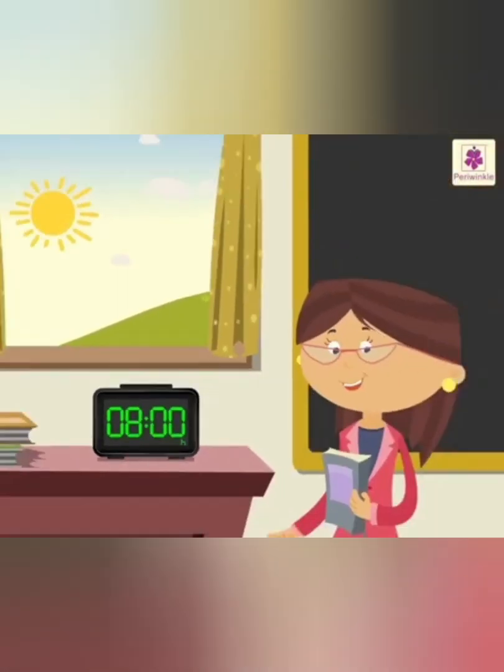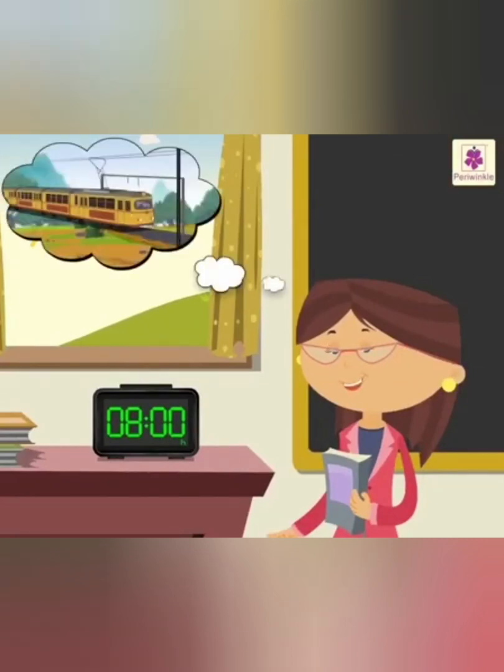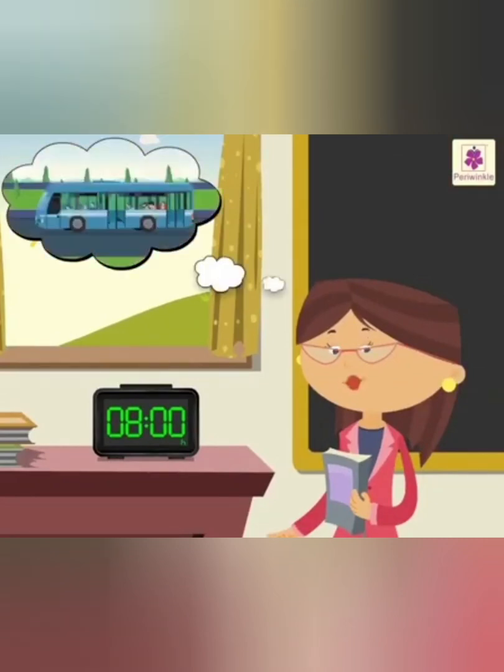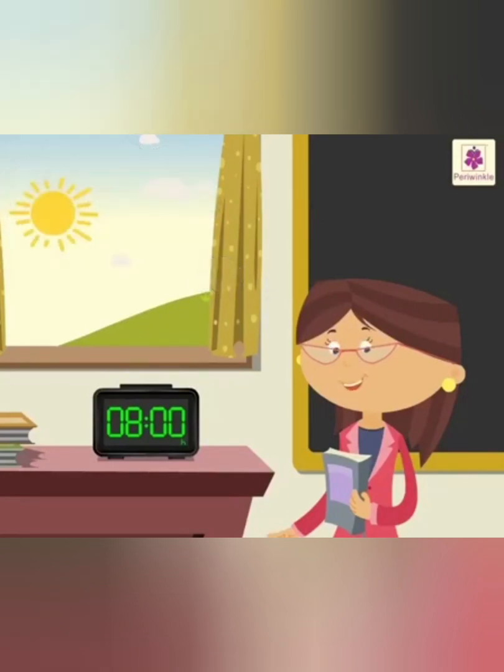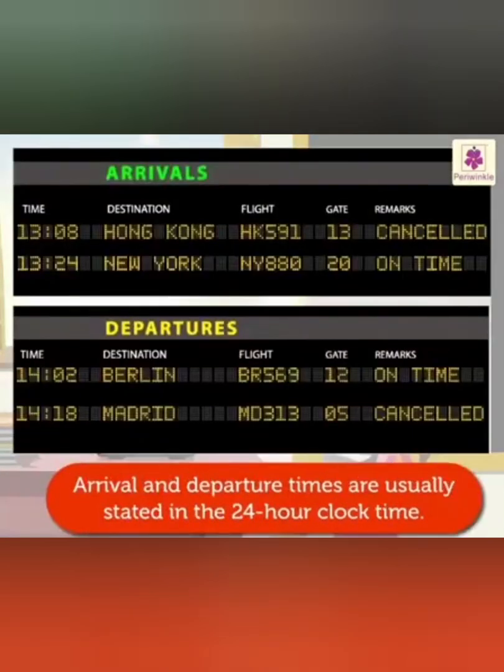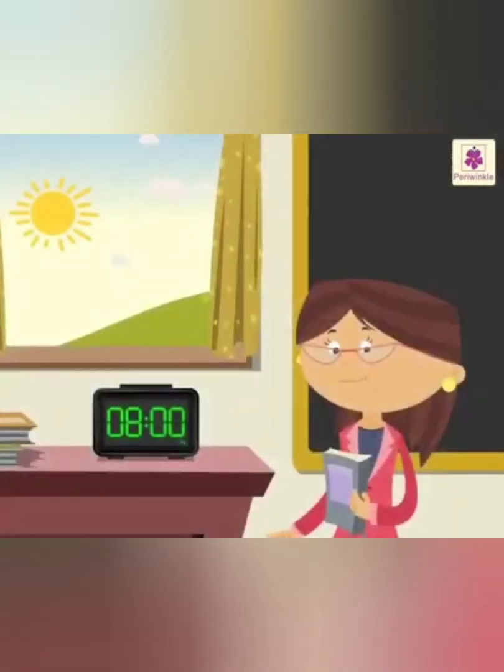Look at the 24-hour clock. It helps us to know the correct time of the arrival and departure of trains, planes and long route buses without confusion of AM or PM. Arrival and departure times are usually stated in the 24-hour clock time. Let's understand it in a better way with an example.